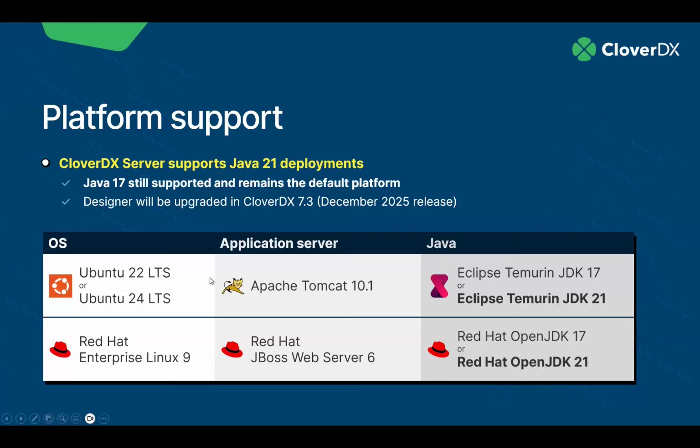You can see a visualization in here. So for Ubuntu, you have to use Eclipse Temurin Java, so you can use JDK 17 or 21, and the same thing for Red Hat, but with Red Hat builds of OpenJDK 17 or 21. In the next version of Clover, 7.3, that we will be releasing in December, we will also upgrade the designer to use Java 21, so you will be able to use Java 21 across the board. And this is the same approach that we used previously, where we first upgraded the server and then worked on the designer.